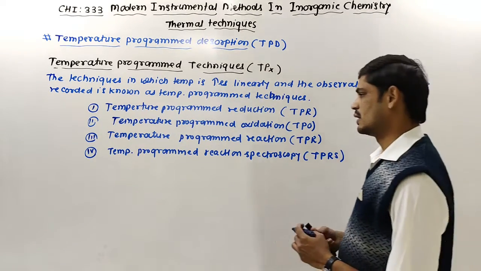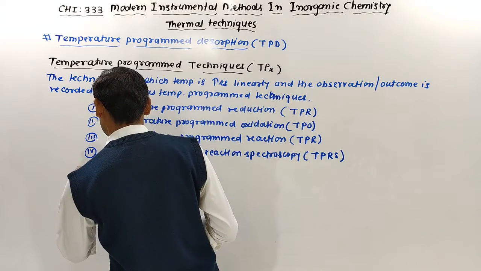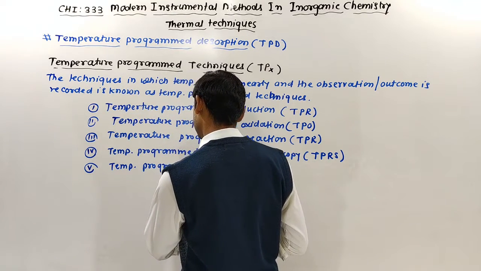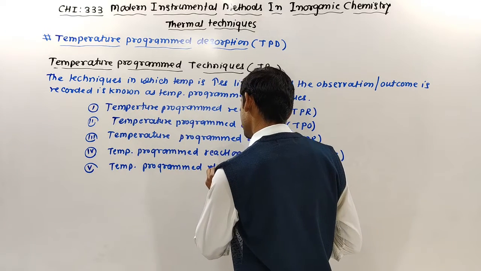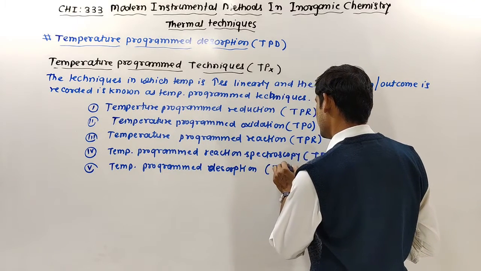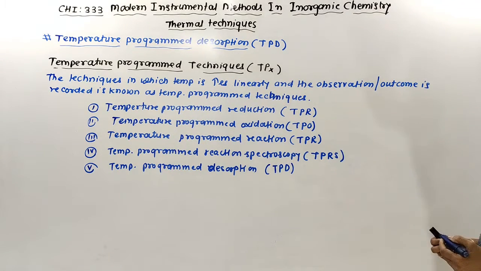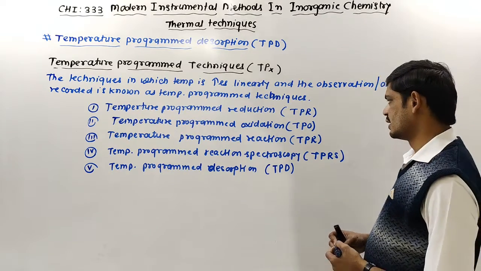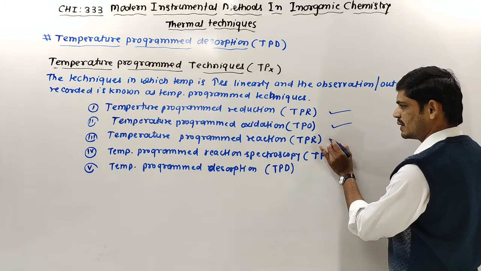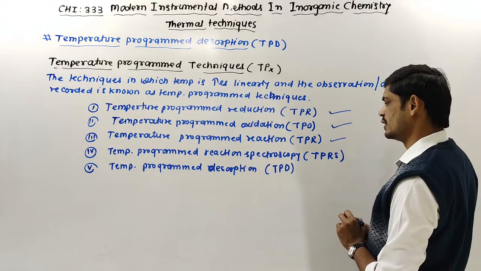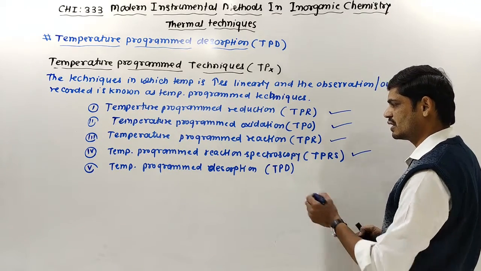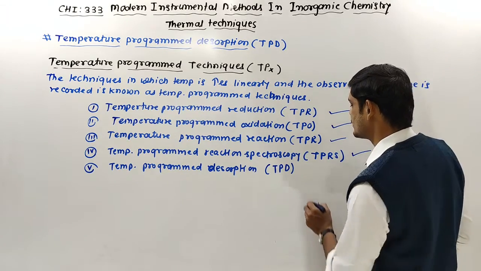TPRS. And the fifth one is temperature programmed desorption, TPD. So these are the few important temperature programmed techniques. In temperature programmed reduction, the reduction is monitored. In the second case, oxidation is monitored. In the third case, the reaction is monitored. In the next case, spectroscopic observations are carried out with a linear increase in temperature. And in the fifth case, the desorption is studied.